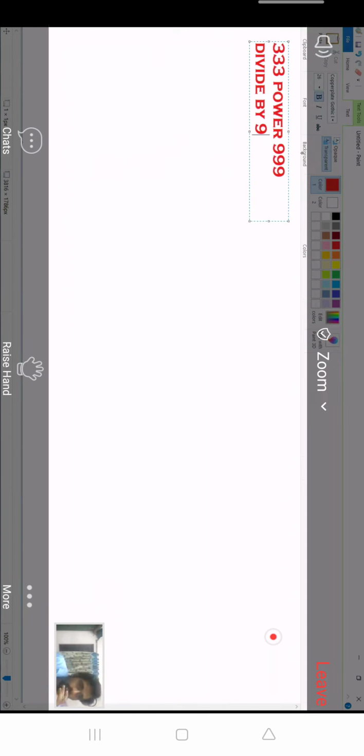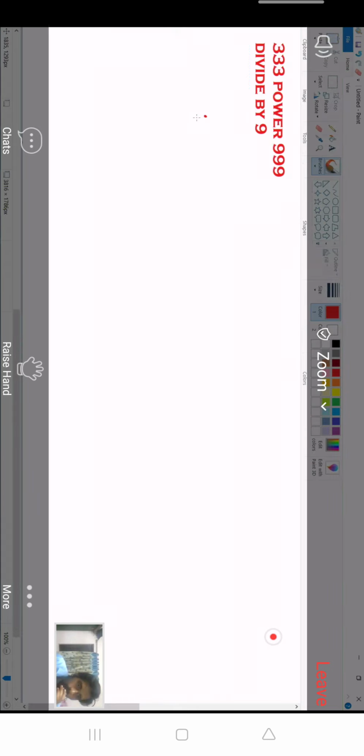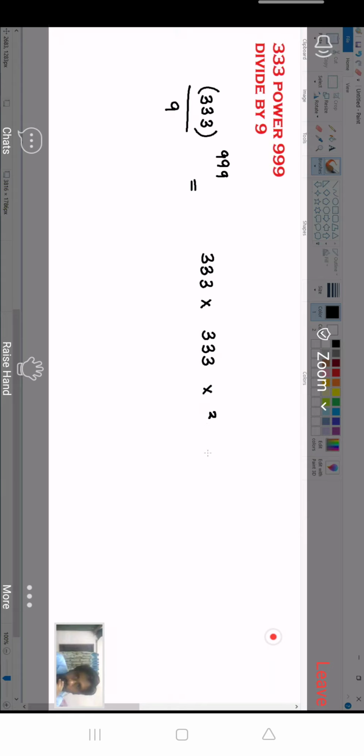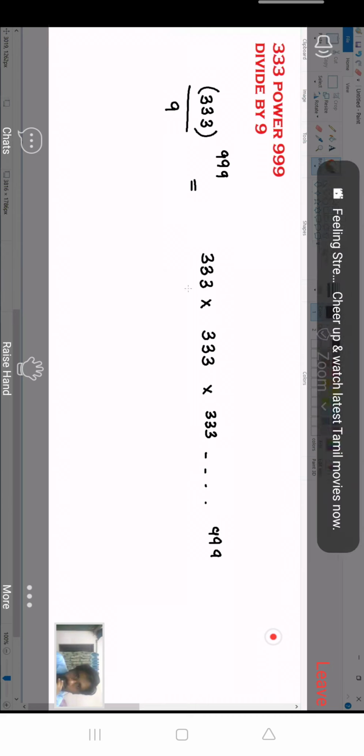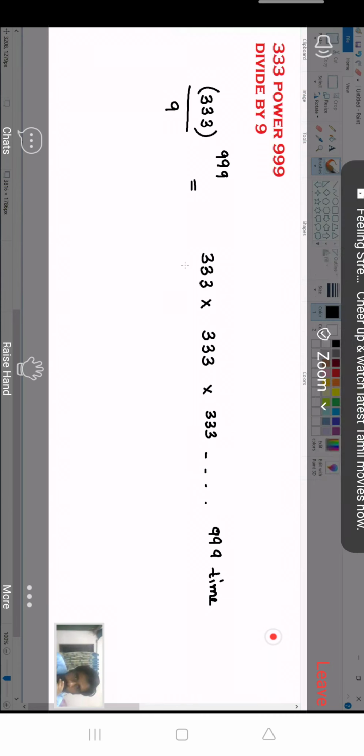So 333 whole raised to the power of 999. What is the meaning of it? 333 raised to the power of 999, you are dividing with 9. Just observe: 333 into 333 into 333 into 333. All these numbers, how many times will it come? It will come 999 times. That is the reason we are taking it as 333 power 999 times.